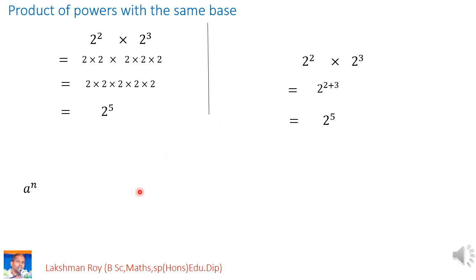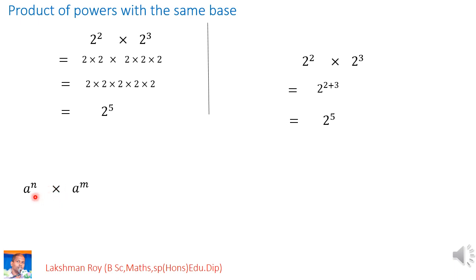In general form, we can say this law like this: a to the power n, a to the power m. See, base a, same base. This is a product.